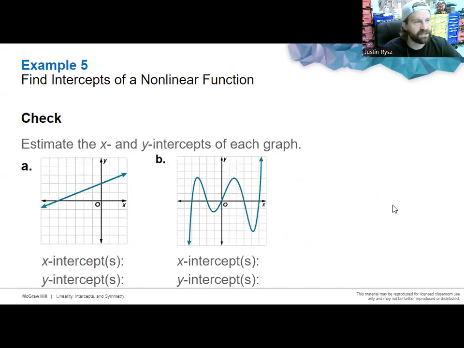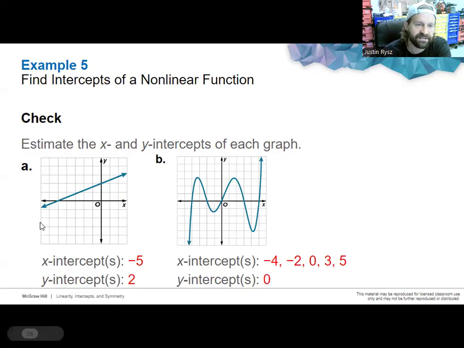Okay, let's kind of test our skills here. Let's see if you guys can look at these graphs and determine the x and y intercepts of each one. So pause the video. Let's write these down. Okay, let's check out our work here. All right, the x-intercept here is at -5. The y-intercept is at +2. There's just one x and one y.